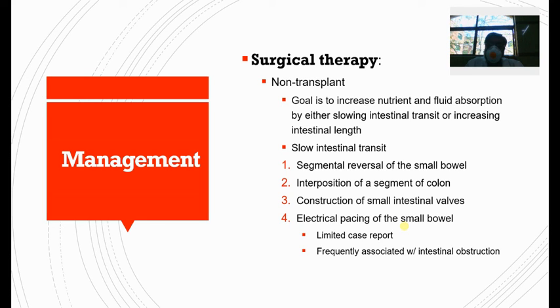What procedures are required to slow intestinal transit? There are a few procedures: segmental reversal of the small intestine, in which a portion of the remaining small intestine is reversed. The distal part is turned around and anastomosed with the proximal part of the small intestine. Sometimes interposition of a segment of colon between the remaining parts of the small intestine, or the construction of valves in the small intestine in the form of ileocecal valves, or electric pacing of the small intestine. These are based on limited case reports.